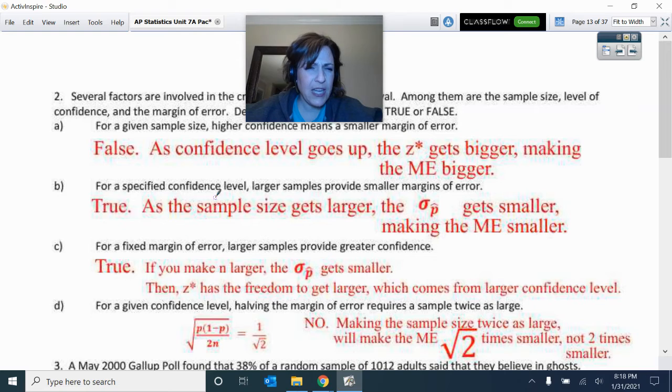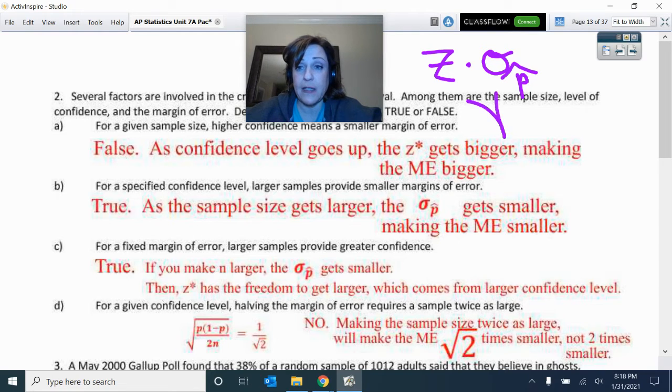All right. Here, for a given sample size, higher confidence. So we have to be thinking of what the components are that make your margin of error: the critical value, and then that standard deviation. Of course that standard deviation comes from the square root of p hat times 1 minus p hat over n. So this says for a given sample size, a higher confidence means z goes up. No, if z is going up, then you have a larger margin of error.